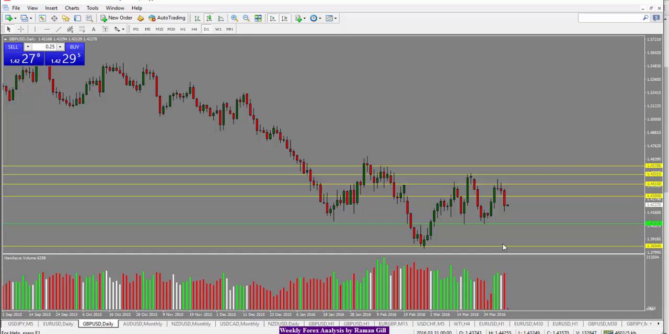The big difference between euro and pound is that pound is getting weighed down by the Brexit concerns. Everybody's concerned that the UK will leave the eurozone, and because of that, the British pound is actually getting pushed down or weighed down by that.